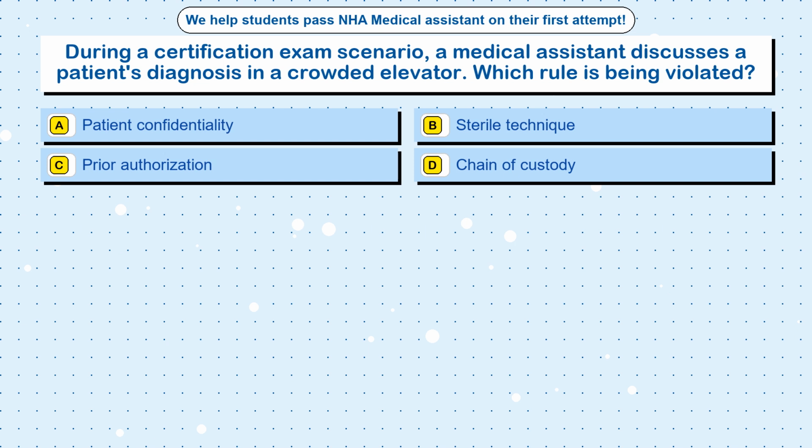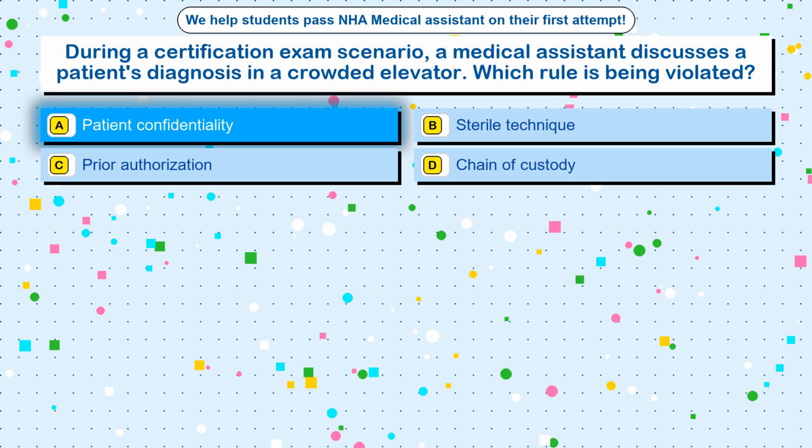Question 45. During a certification exam scenario, a medical assistant discusses a patient's diagnosis in a crowded elevator. Which rule is being violated? Option A. Patient confidentiality. Option B. Sterile technique. Option C. Prior authorization. Option D. Chain of custody. The correct answer is option A.